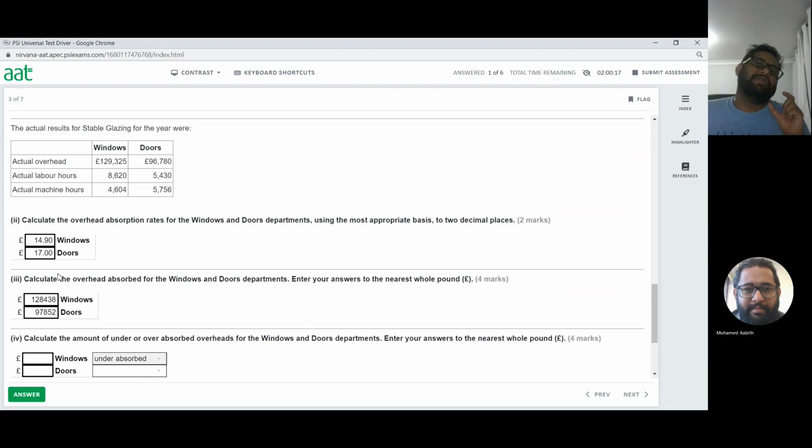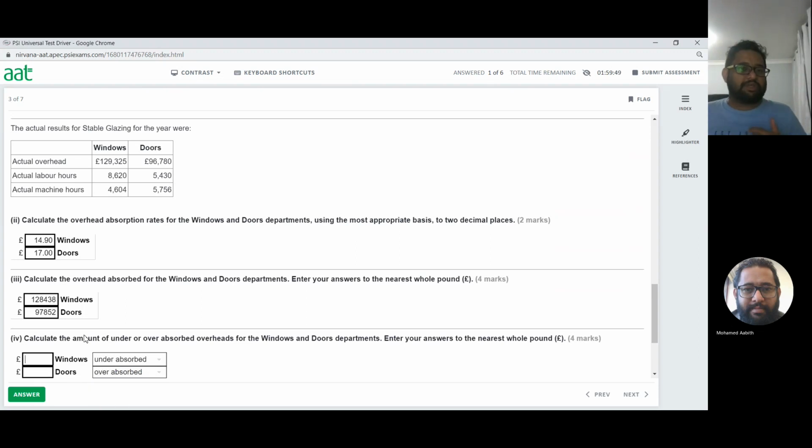Let's look at the dose department. Look at this absorbed overhead. It's 97,852, but the actual overhead is lower than that. So we have absorbed enough, because 97,000 is definitely more than the 96,000. So we have absorbed enough overhead to cover this actual expense now. So what we're going to do, we will say this is an over absorption.